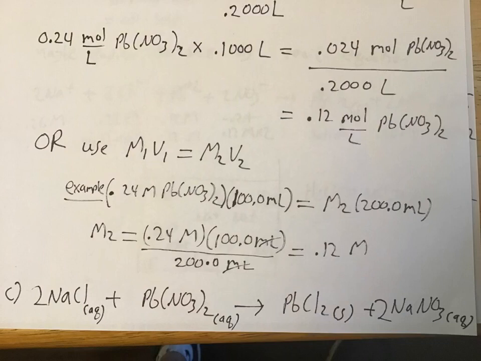The equation for dilutions is the molarity times volume, that's moles first, equals molarity times volume, that's moles second, because the moles don't change when you add water for a dilution. So for example, the second part, we could do molarity times volume equals new molarity that we're solving for times new volume, the total volume.